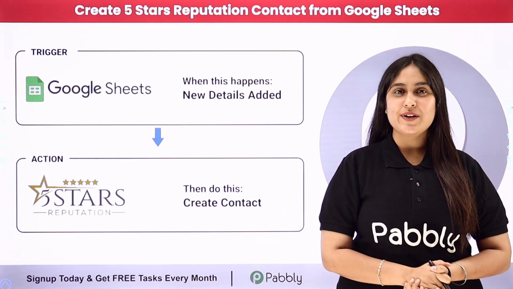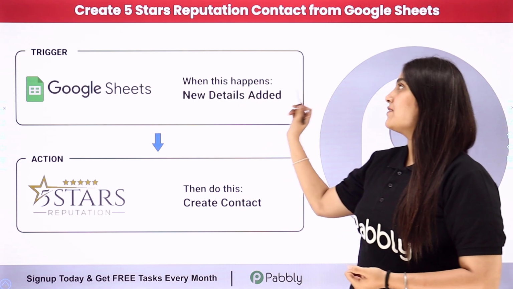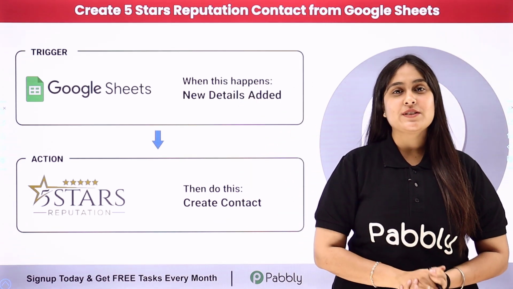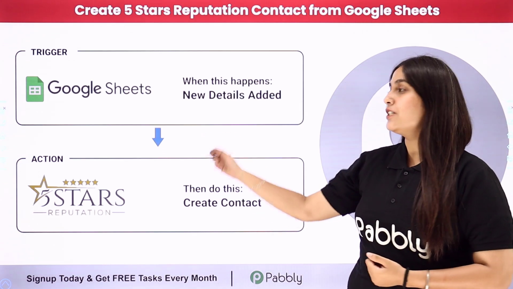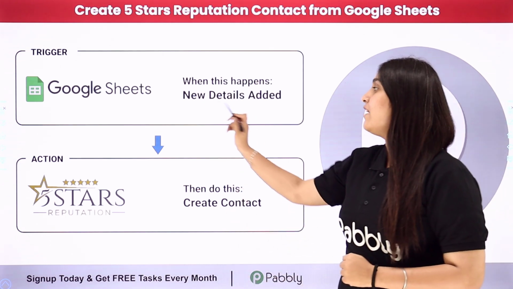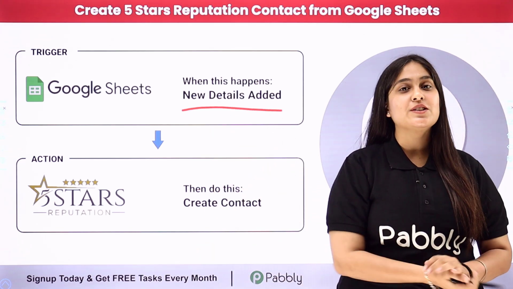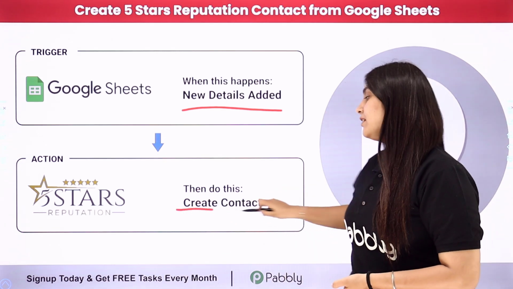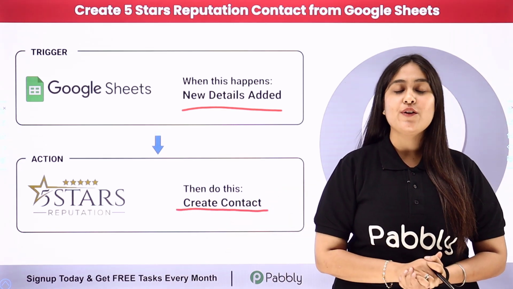In this video, we are going to learn how to create 5 Stars Reputation contact from Google Sheets. So I am an owner of a boutique hotel and I am using Google Sheets to manage all my guest details. In this case, I want whenever a new detail is added in my Google Sheets, automatically using that detail, a new contact should be created in my 5 Stars Reputation account for that guest.